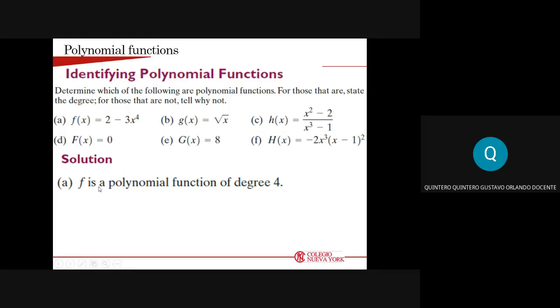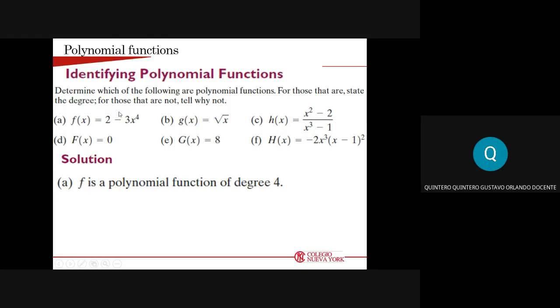So F is a polynomial function. It is a polynomial function of degree 4. Why? Because it is composed of only monomials, and every single exponent is a natural value. If we happen to have an exponent that is negative, that exponent is not natural. It's an integer, so that means it's not a polynomial. Cool. So F is a polynomial and the degree is 4.